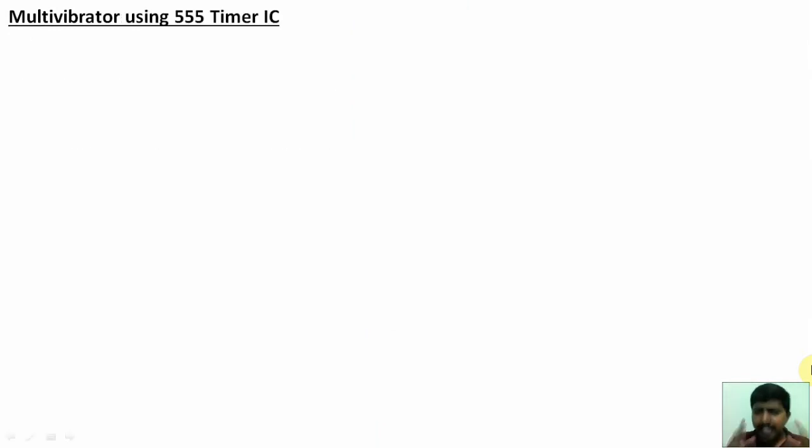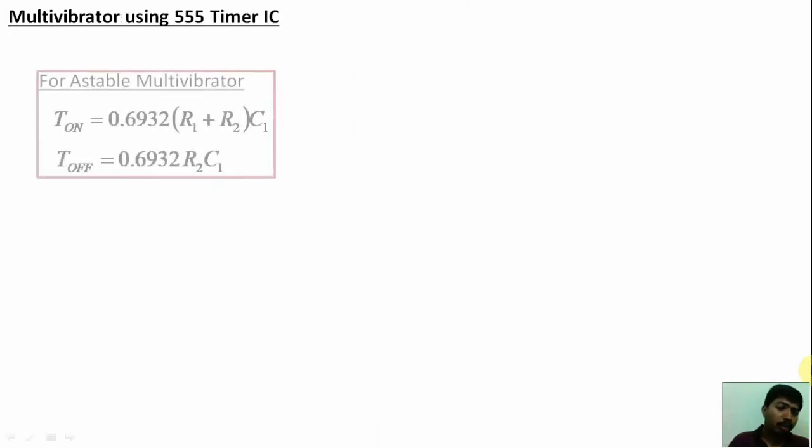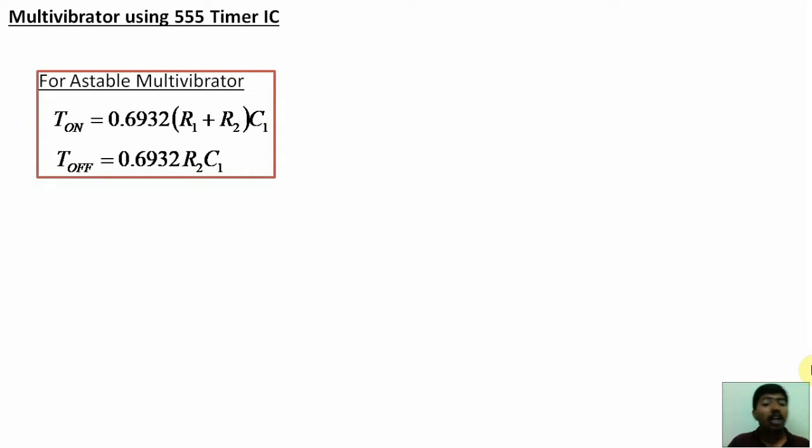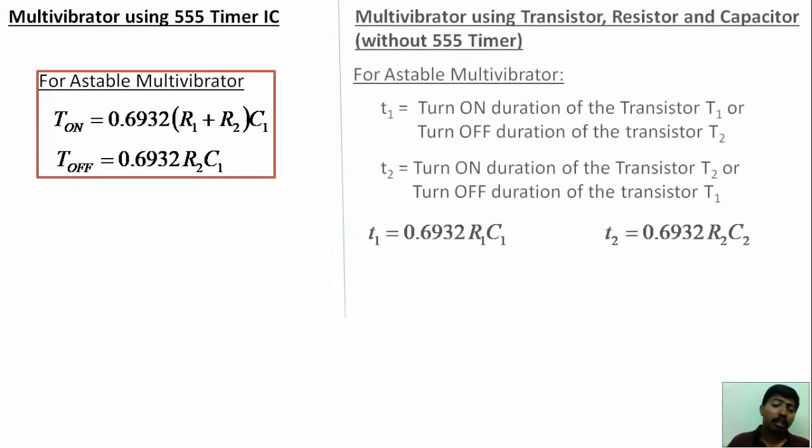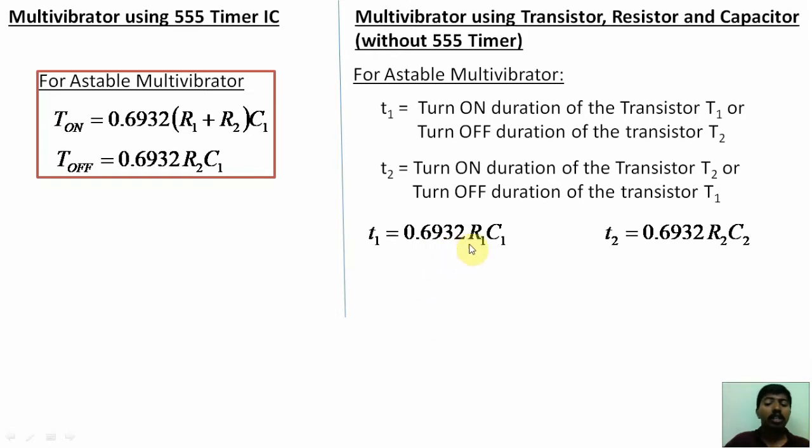If the 555 timer IC is given, use this formula. For astable multivibrators, T on is 0.6932 into (R1 plus R2) into C1, and T off is 0.6932 R2 into C1. This is the formula for the astable multivibrator using the 555 timer IC. If the 555 timer IC is not given and an astable multivibrator is given, use this formula: T1, the on duration, is 0.6932 R1 C1, and the off duration T2 is 0.6932 R2 C2.